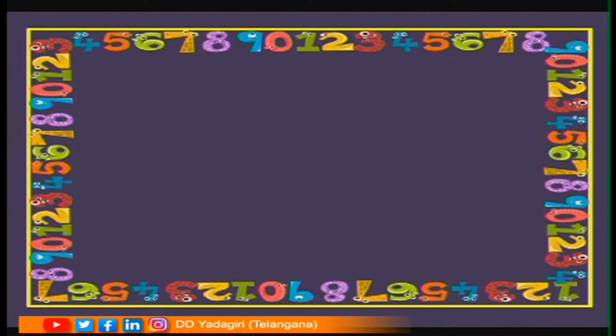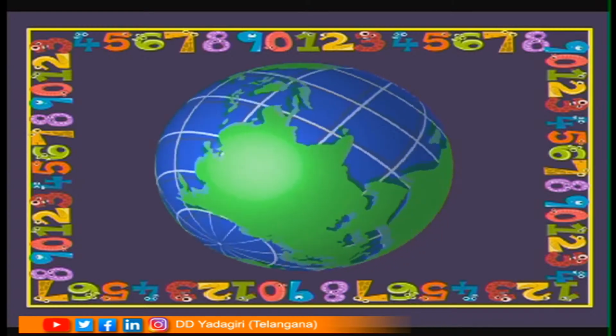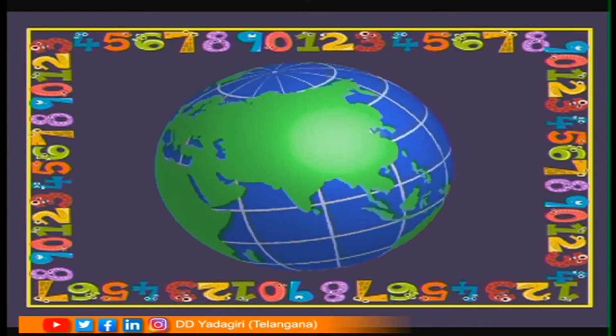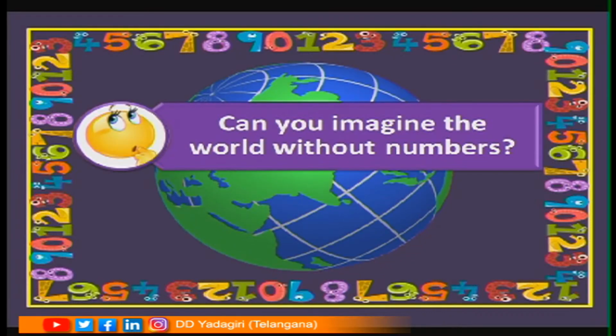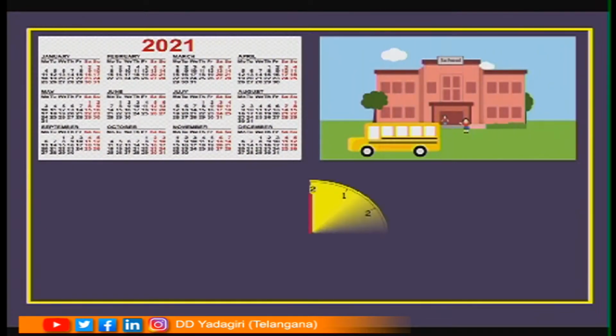As you get up early in the morning, you are surrounded by numbers. Not only that, children, the entire world moves around numbers. Children, can you imagine the world without numbers? You cannot imagine it, isn't it, children? Let us see a few examples.